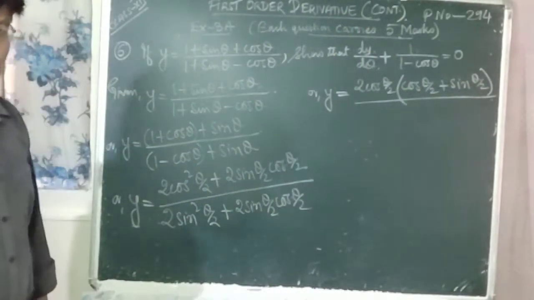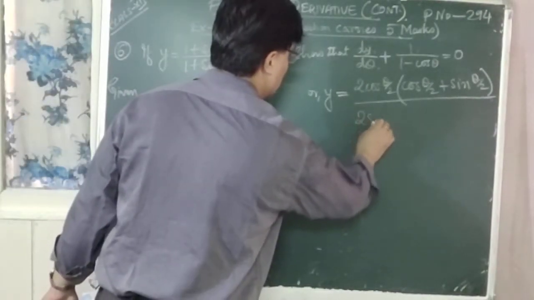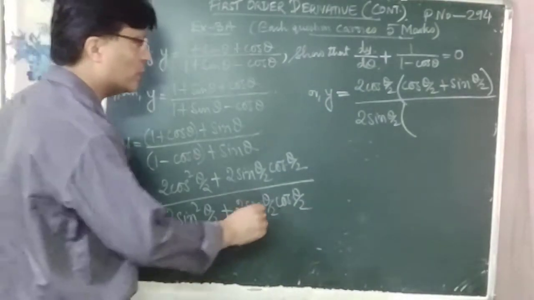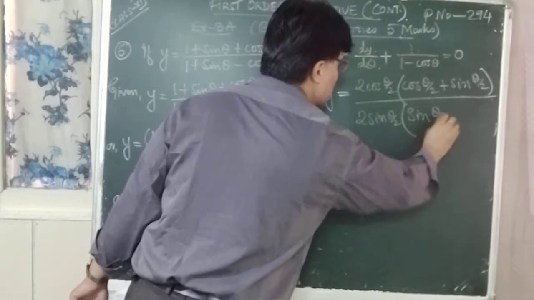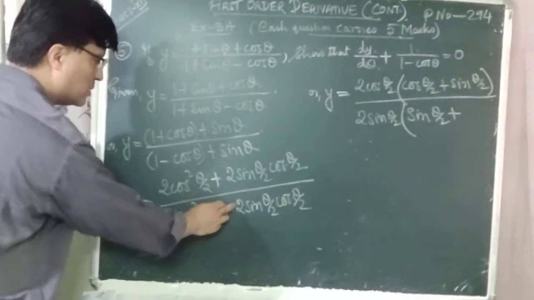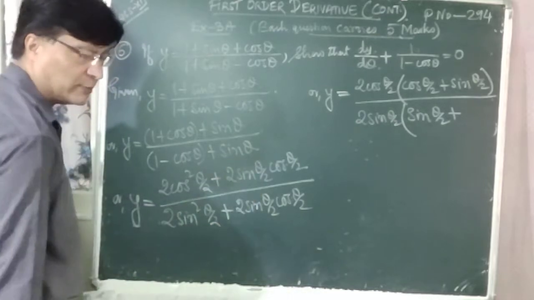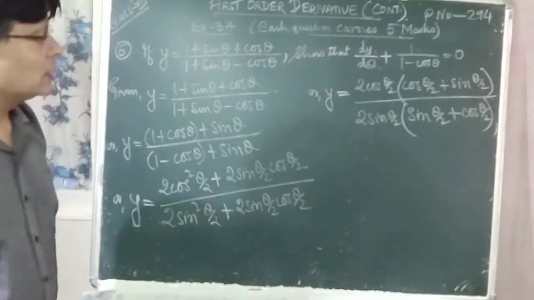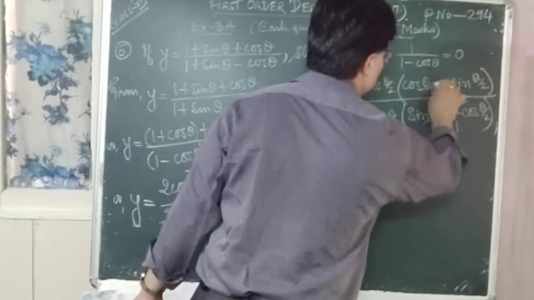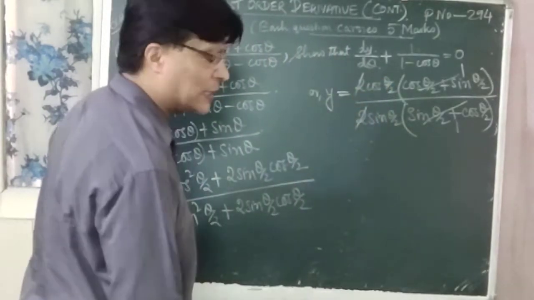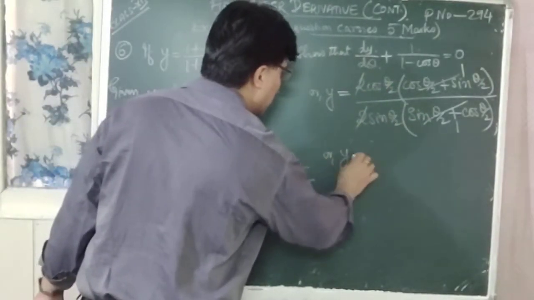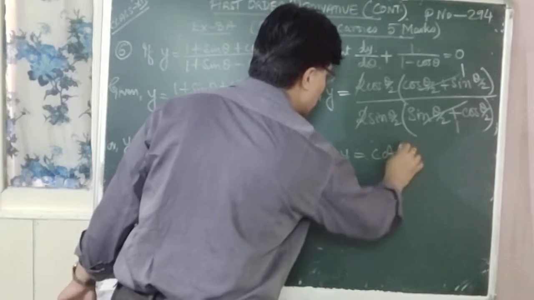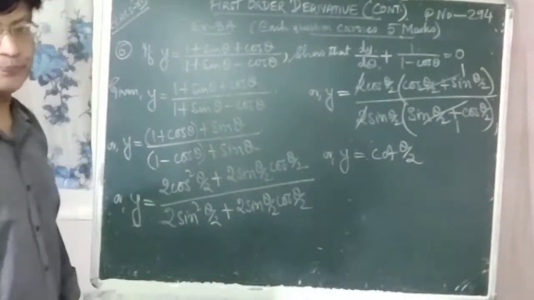In the denominator also, what is common here? It is 2 sine theta by 2. This is common, right? So within bracket, what do we have? It is sine theta by 2 plus cos theta by 2, since 2 sine theta by 2 is taken common. Okay? So you can cancel these two factors out here. You can cancel them. Here also 2 gets cancelled, right? So y is equal to, what is cos theta by 2 divided by sine theta by 2? It is cot theta by 2.